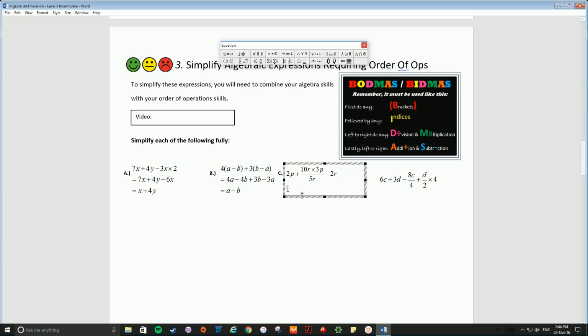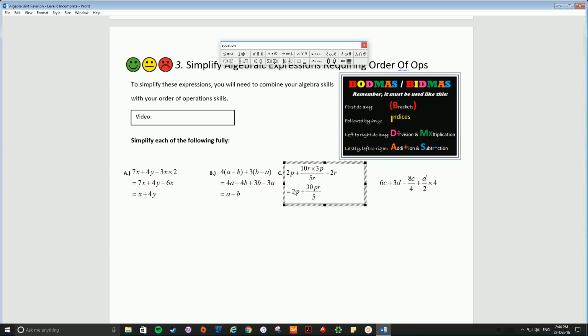Okay, so there's actually two ways you can do this one. You could simplify this fraction as is, but I'll multiply the top two terms first, and then I'll worry about my division. So the 2p is not going to get used yet, so I'll just bring him down. 2r times 3p is going to give me 30pr. We usually put them in alphabetical order. It doesn't matter, however. It's a fraction, so 5r and minus 2r.